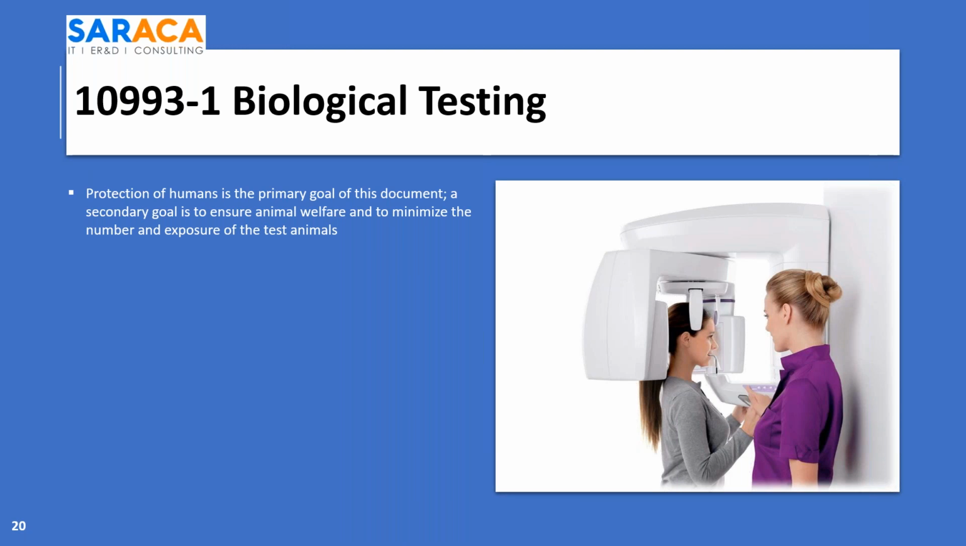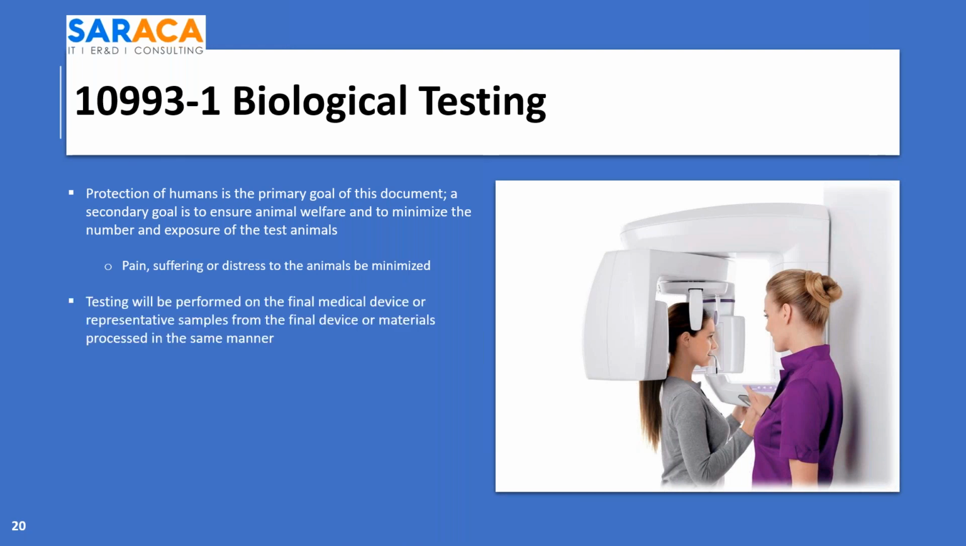Protection of humans is a primary goal of this document. A secondary goal is to ensure animal welfare and to minimize the number and exposure of test animals. Pain and suffering or distress to the animals be minimized. Testing will be performed on the final medical device or a representative sample from the final device or materials processed in the same manner as the final medical device. And testing will be performed in the same manner as the intended use, taking in consideration essential performance.